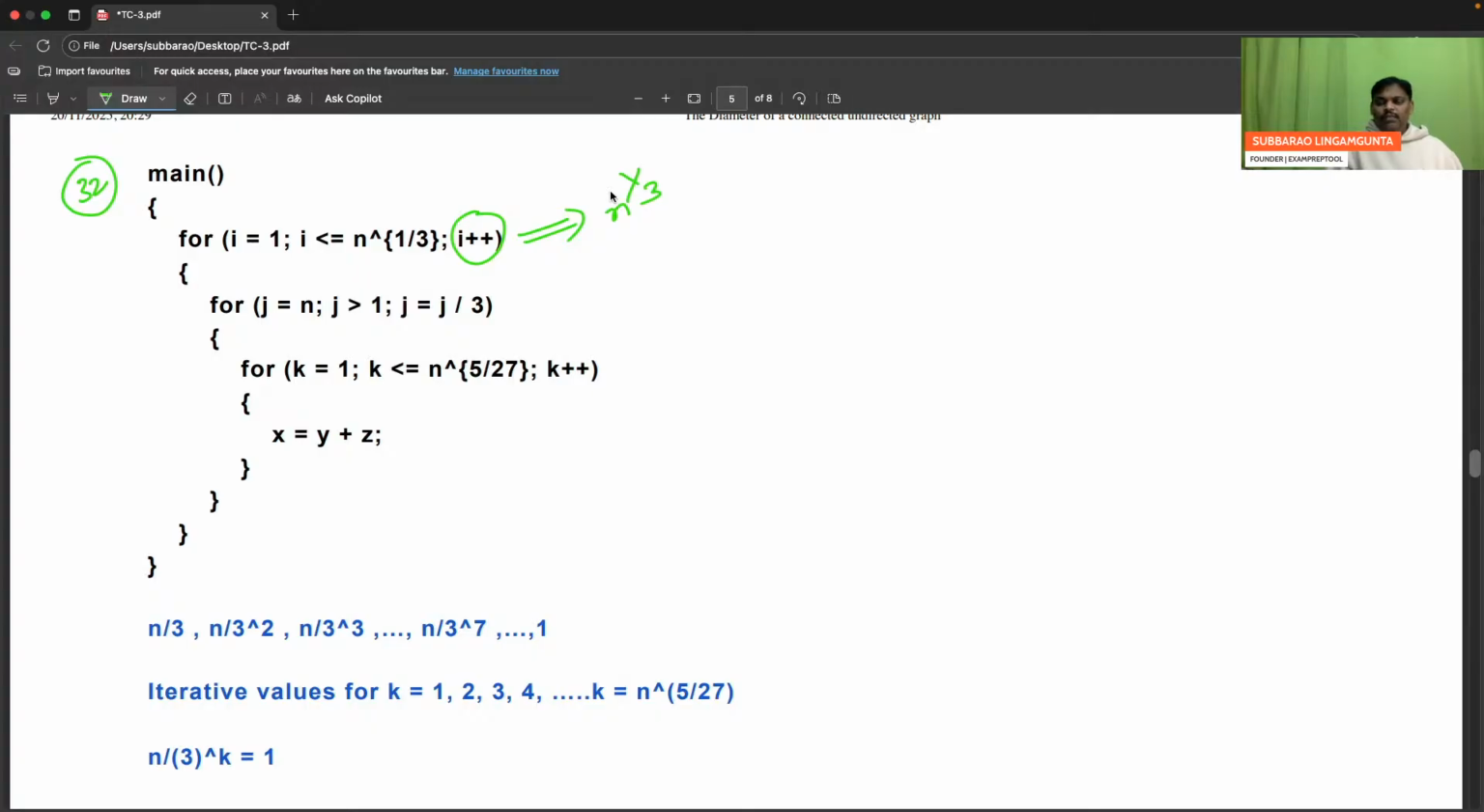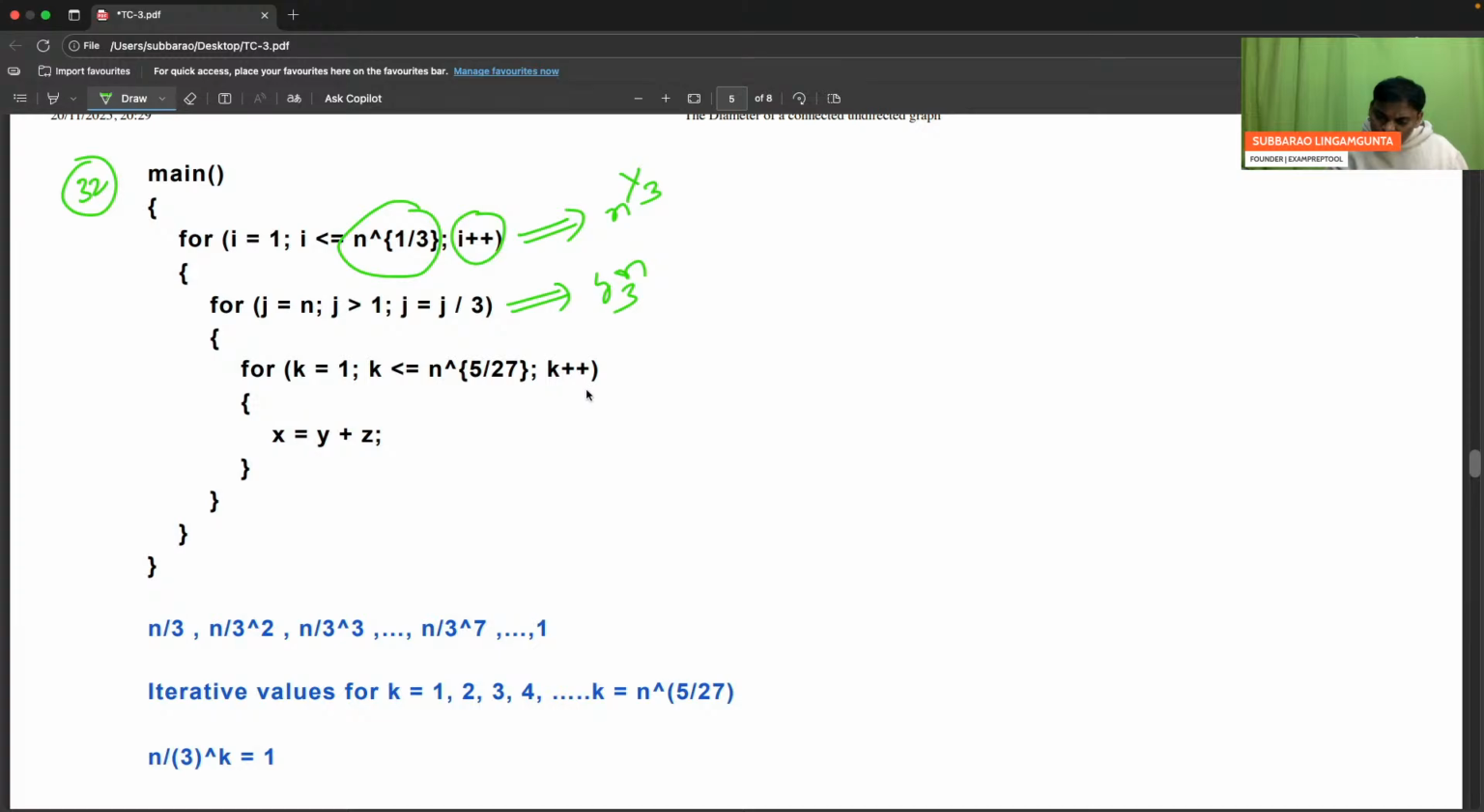Always incrementing plus 1, plus 1, plus 1. So n by 1. If n is there, n by 1. But n power 1 by 3 is there, whatever is there, that one by 1. Next one. Always divide by 3. Log n base 3. Always divide by 3, log n base 3.